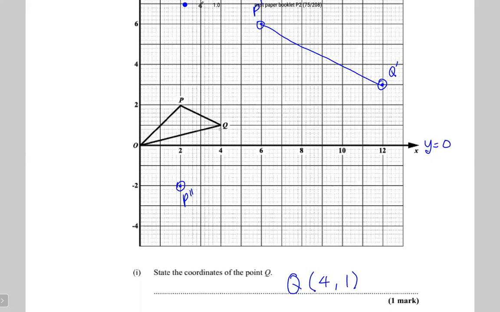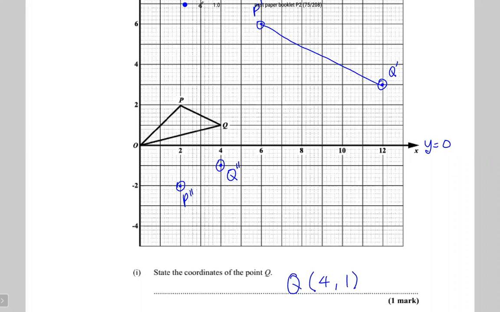Q is 1 unit from the mirror line, being the x-axis, which is the line y is equal to 0. All right. Now Q double prime would also be 1 unit from the mirror line, but on the other side of the mirror line. So this would be Q double prime.